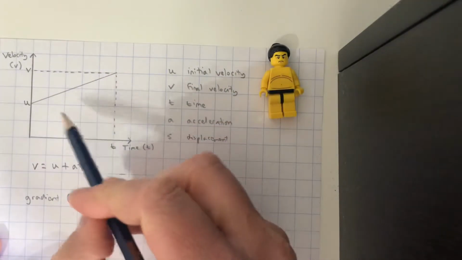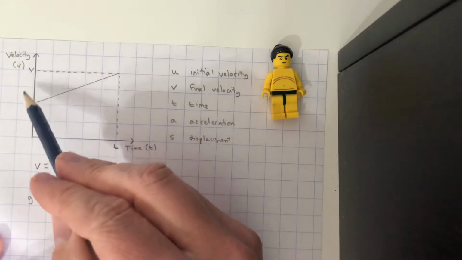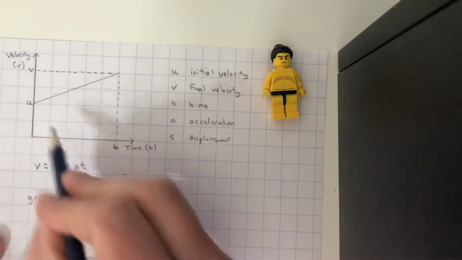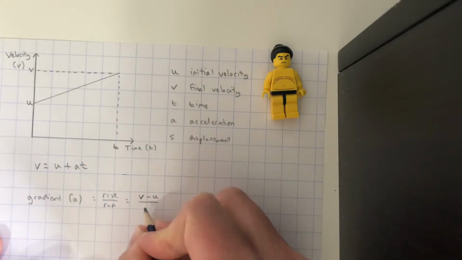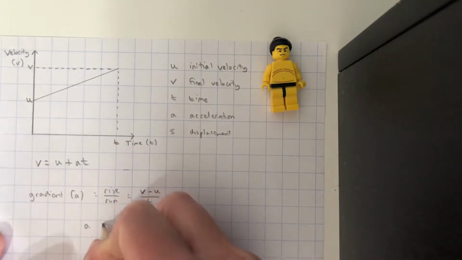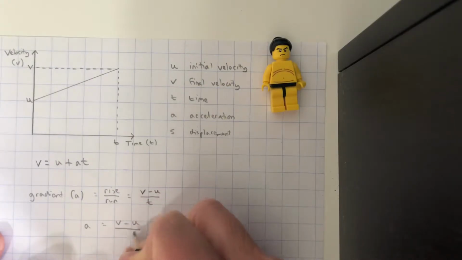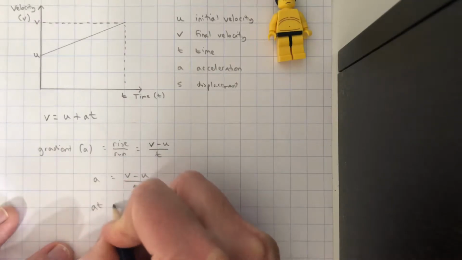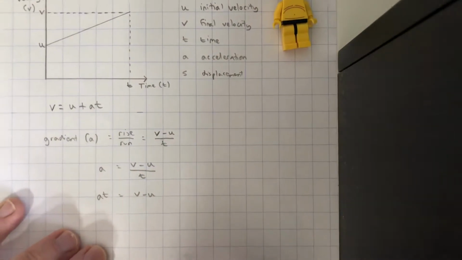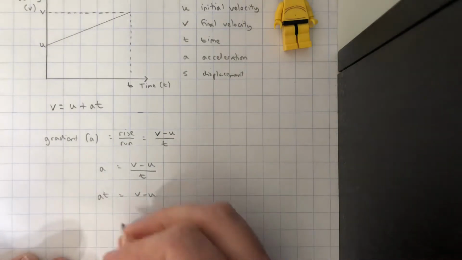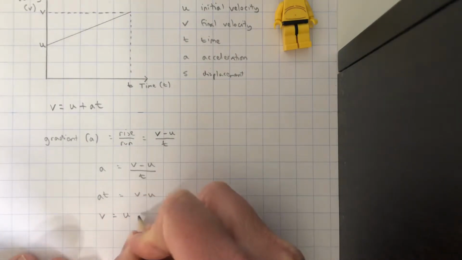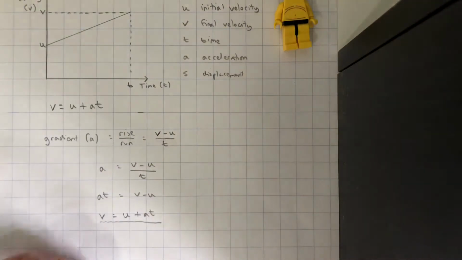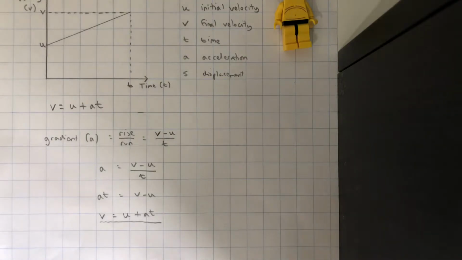And in this case, the rise of this is going from U to V, so the difference here is V minus U. And the time it's taking, the horizontal is T, there's your run. And so now we've got A equals V minus U over T. So rearranging that gives us AT equals V minus U. And I rearrange one more time by adding on U to both sides and swapping sides. That gives us our V equals U plus AT. So that's the first of the SUVAT equations, the most important one that we will deal with.